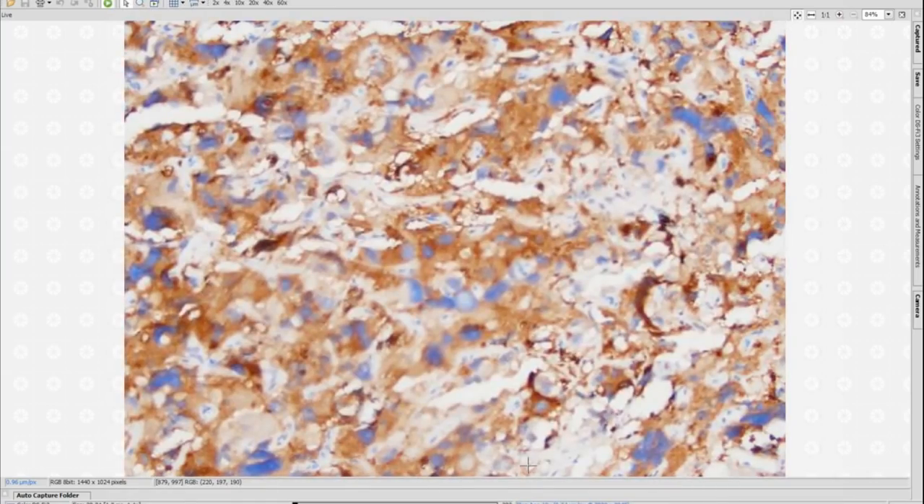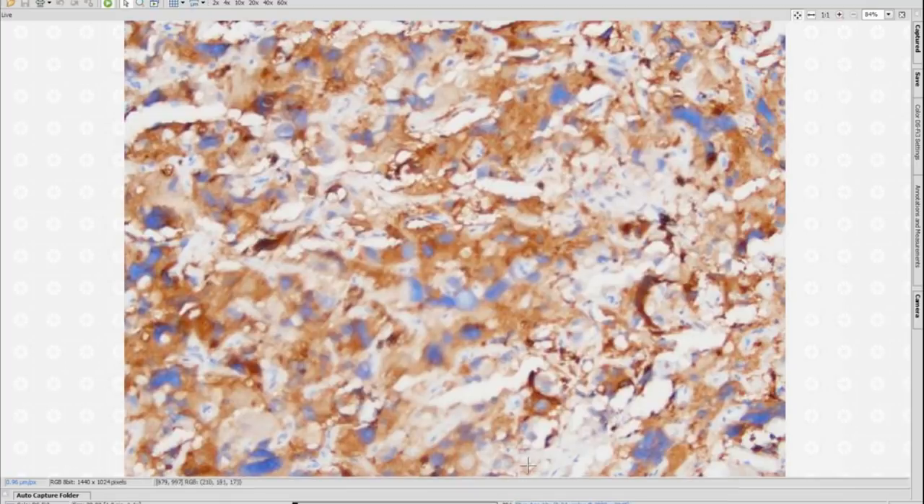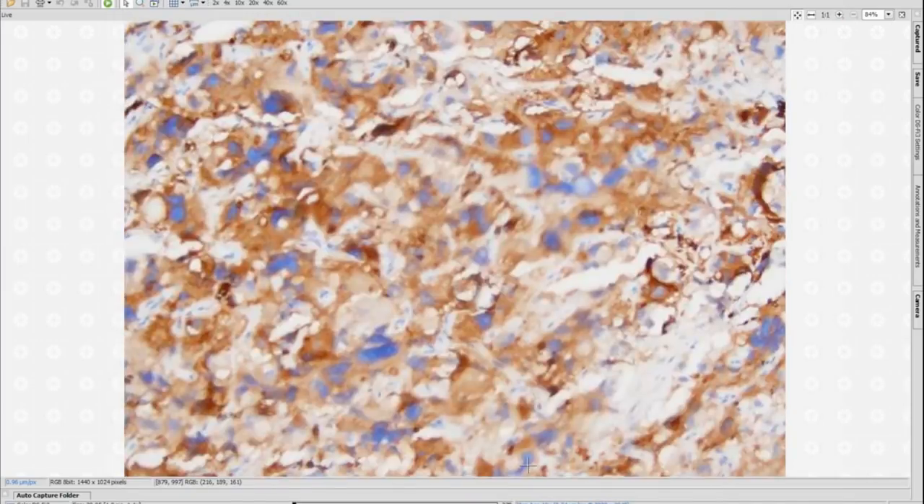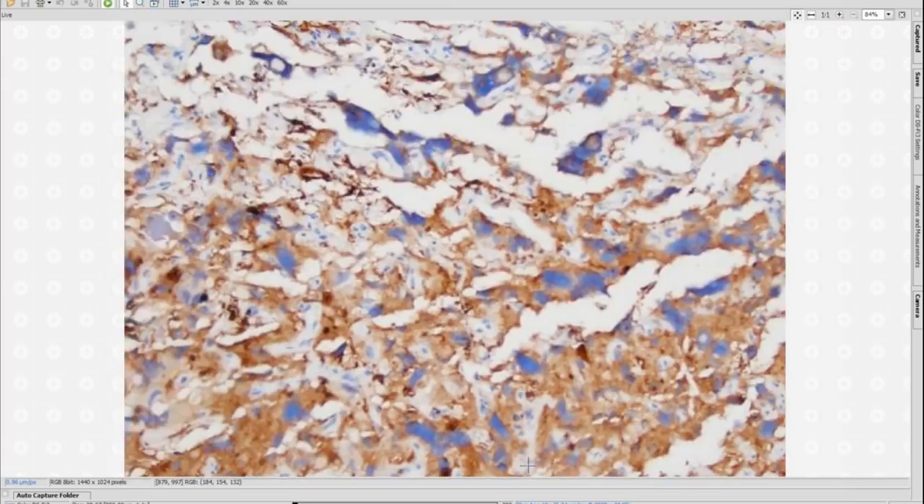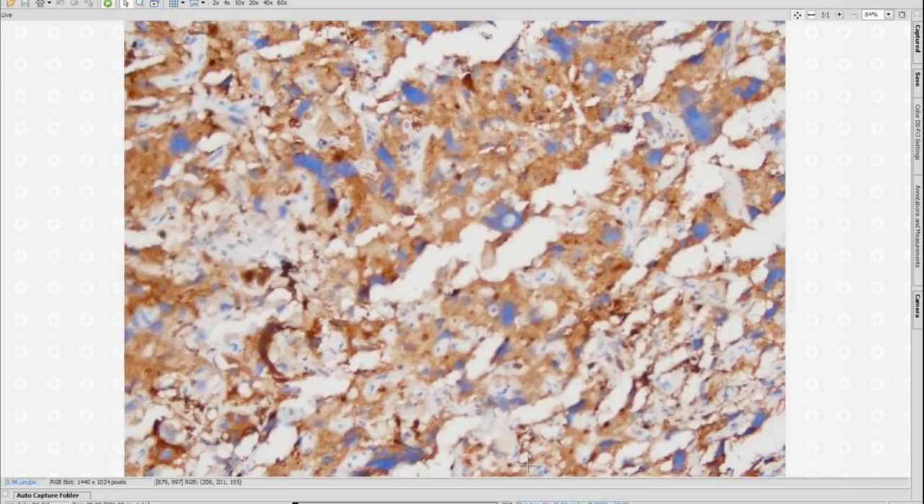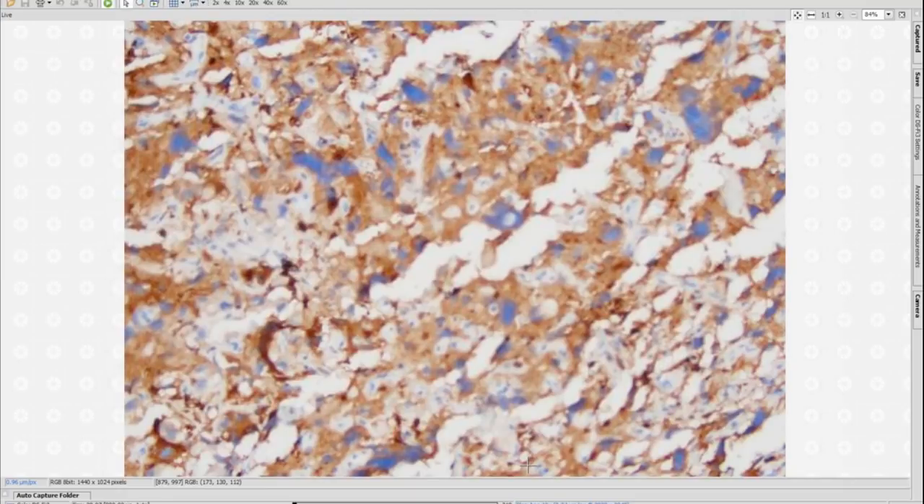Which was strongly positive. The other hormones were relatively negative. So TSH adenoma is one of the rarest adenoma subtypes. The reason I'm showing it is because many times it can engender a broad differential diagnosis. They can be very pleomorphic. They can be spindly. So they can have very unusual morphologies that can be very puzzling.